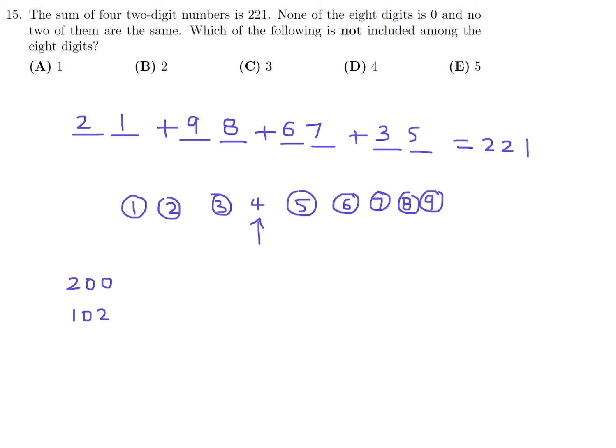The only one that I didn't use was 4. So 4 is the answer. Now the key to this question is to understand that when you make these numbers, none of these digits can be used more than once, right?